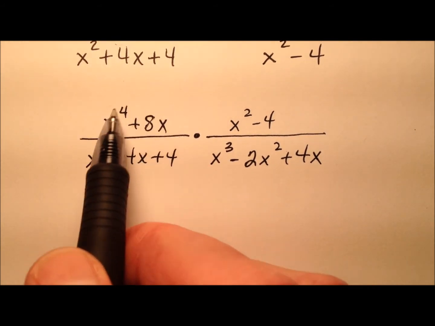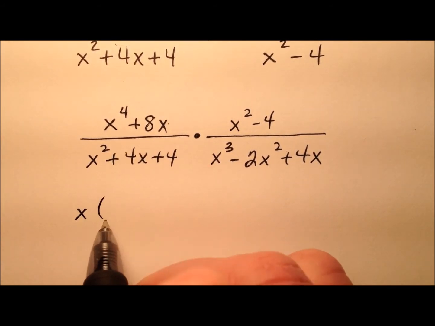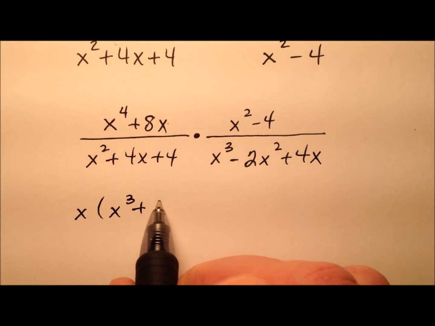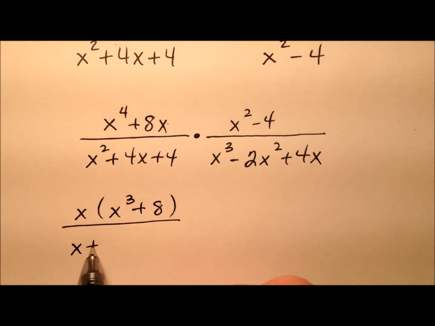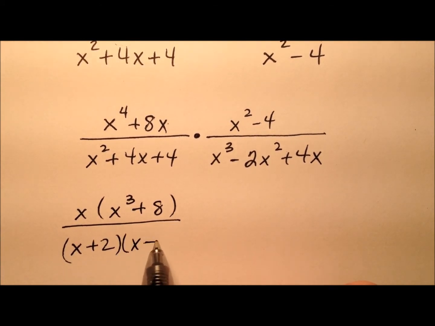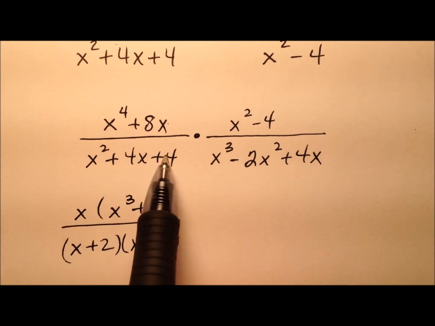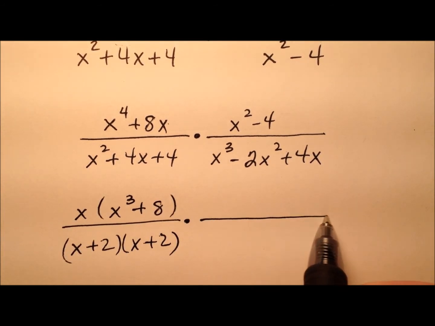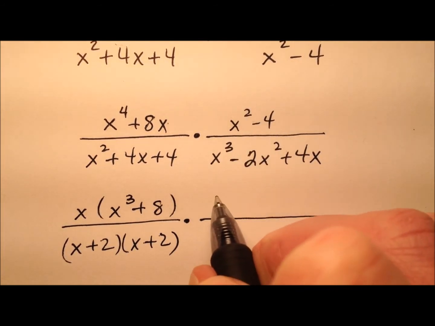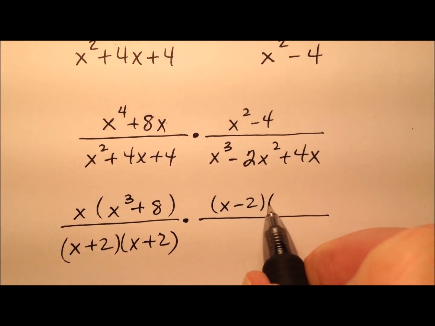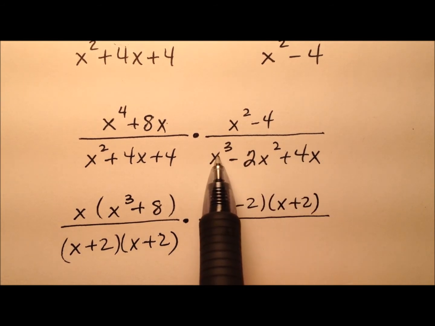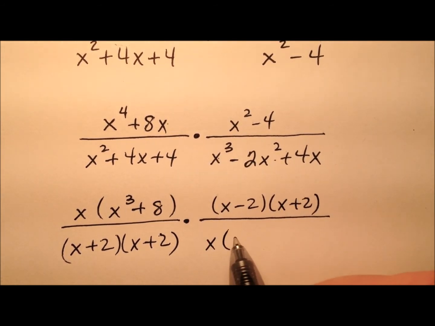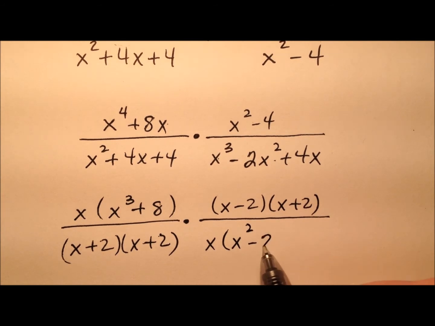So it looks like in the first one I have a greatest common factor of x, so that'll leave me with x cubed plus 8. In the bottom here it looks like x plus 2 and x plus 2 is going to be how this quadratic factors. x squared minus 4 is the difference of squares, so x minus 2, x plus 2. And it looks like down here I also have a greatest common factor of x, which will give me x squared minus 2x plus 4.